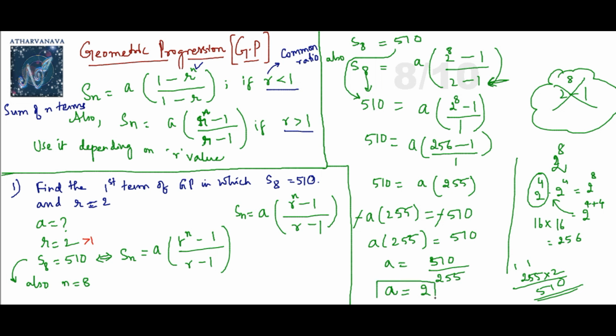So the first term in the sequence, for the given question, will be a is equal to 2. That's the first term. Okay, just try to write this answer in the end. Write a value, show the answer, and then write first term. Okay? Right, thank you.